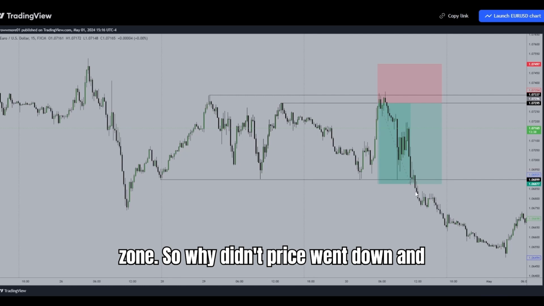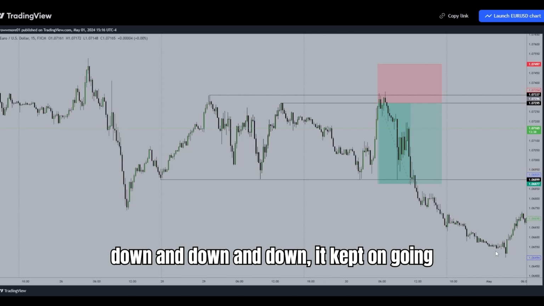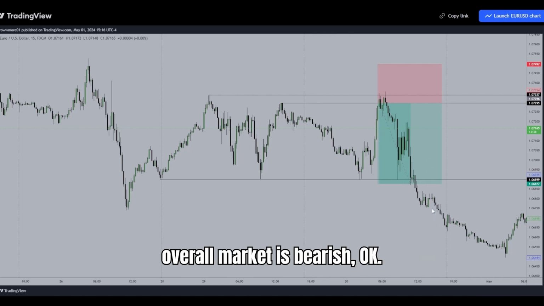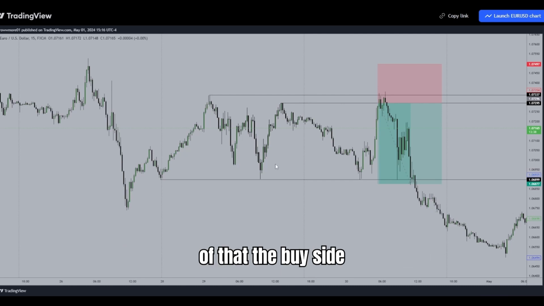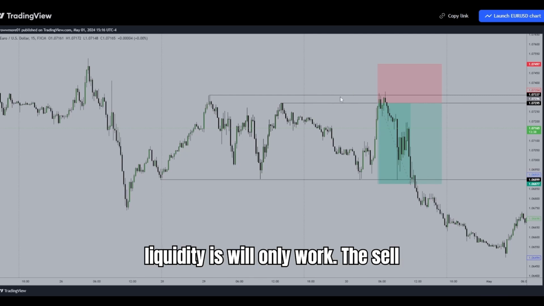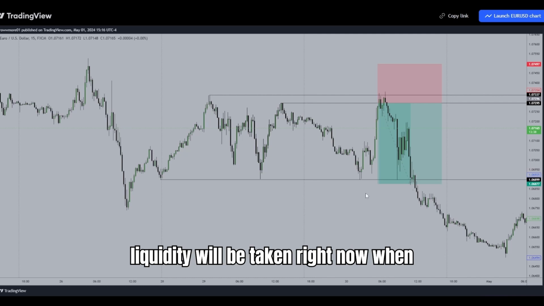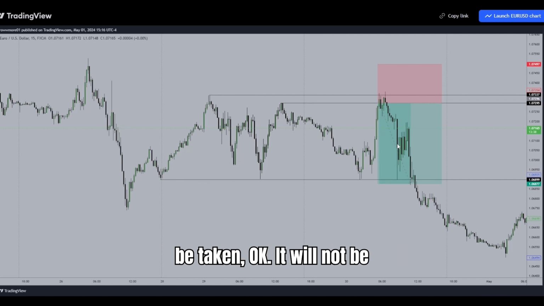So why didn't price go up from here? Why did it keep on going down and down and down? It kept going down because the overall market is bearish. Because of that, the buy side liquidity will only work, and the sell side liquidity will not work. Sell side liquidity will be taken right now. When the market is bearish, the sell side stop losses will be taken. It will not be hunted.